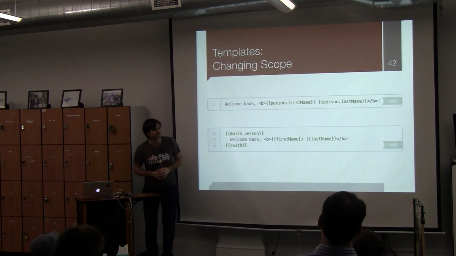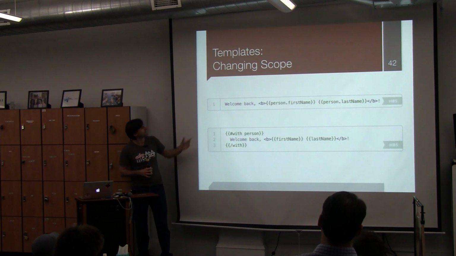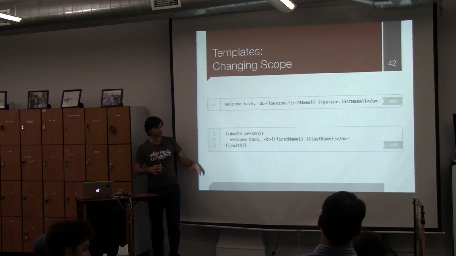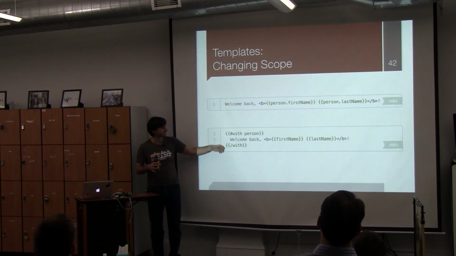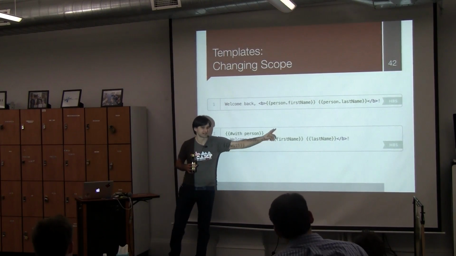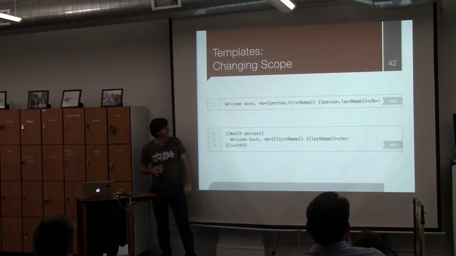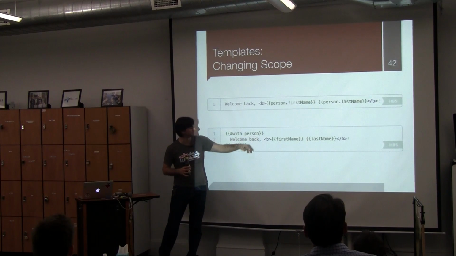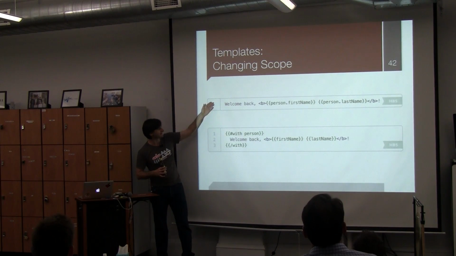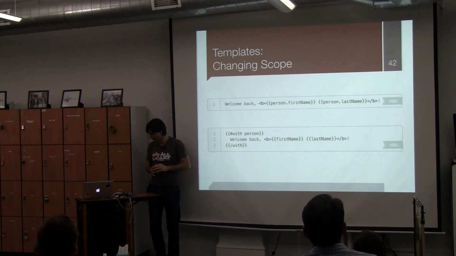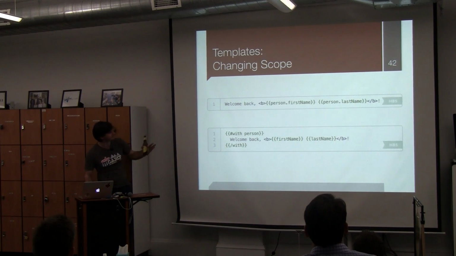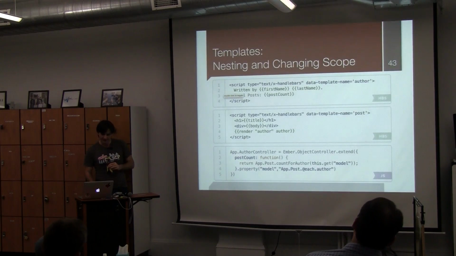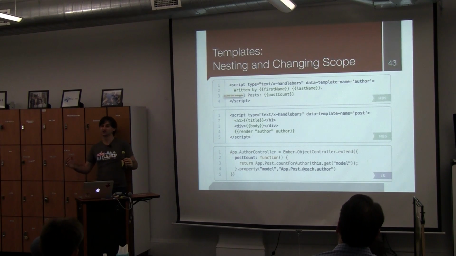But it gets a little verbose, and so one solution to that verbosity is you could say, with person, changing my scope to person, welcome back firstName, lastName. And again, this is bound, so this is being observed, this is being observed, this is being observed. These are going to function identically in your application. And again, we see the block helper, {{/with}} at the end.